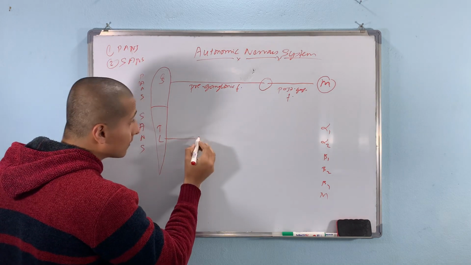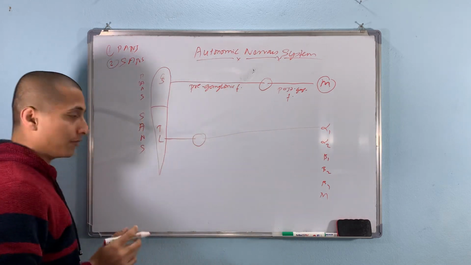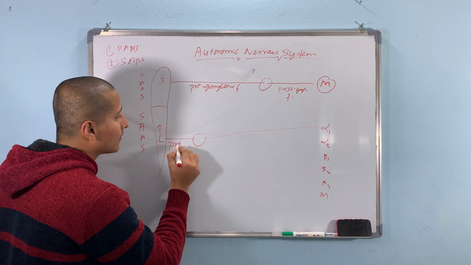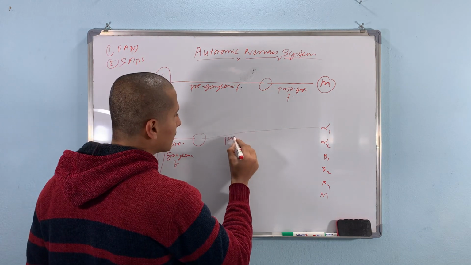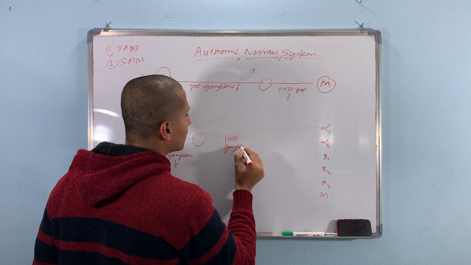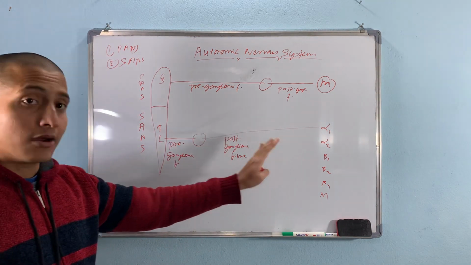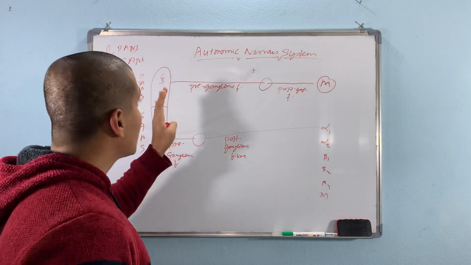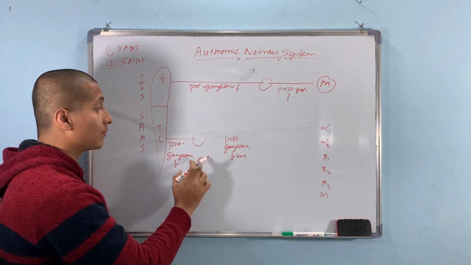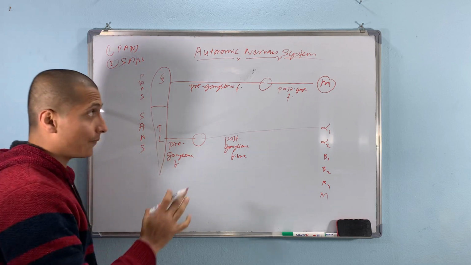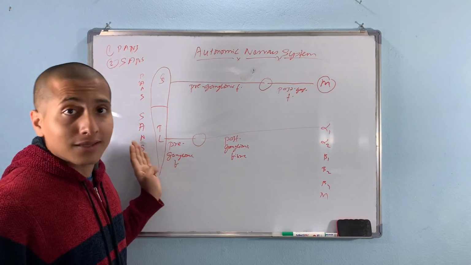Now, let's make the same kind of figure here. Let me draw the fiber. Here is a ganglion, and here comes the next fiber. If this is the ganglion, this is the preganglionic fiber, and this is the postganglionic fiber, right? By now, looking at this picture, you must figure out that the preganglionic fiber of the parasympathetic nervous system is longer than the preganglionic fiber of the sympathetic nervous system, and the postganglionic fibers are shorter in comparison to the postganglionic fibers of the sympathetic nervous system, right?